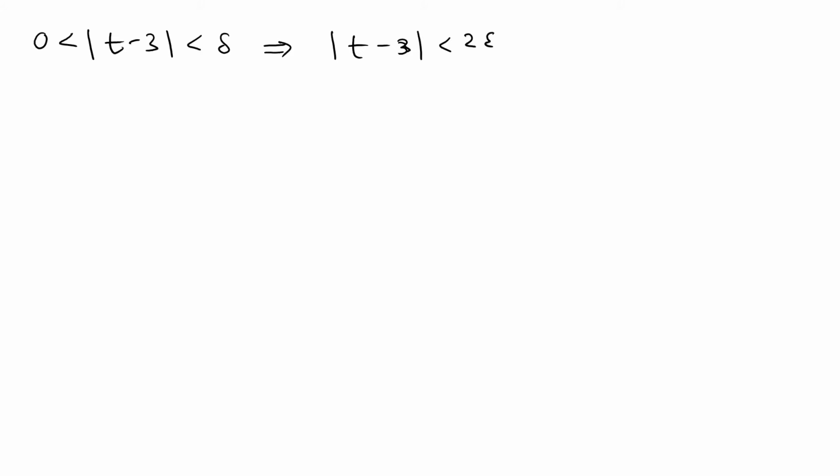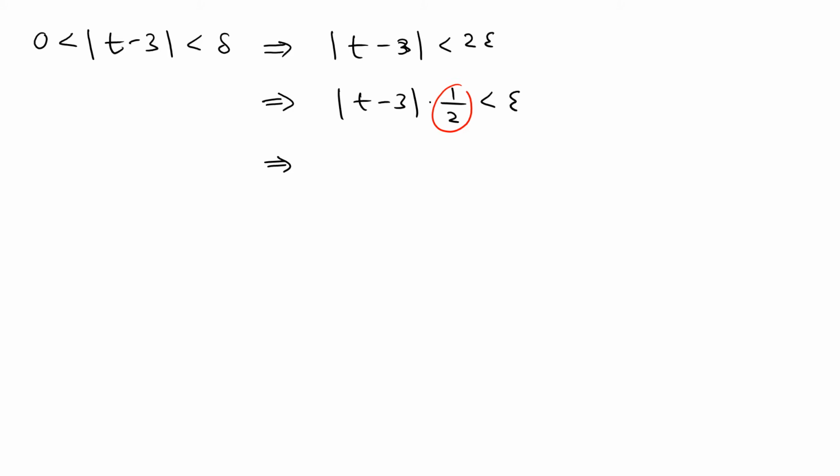Now what we can do is divide both sides by 2, so we can write this as t minus 3 times 1/2, dividing both sides by 2. Now we know that 1/2 is the largest value of the expression, so that means we can put that back in.